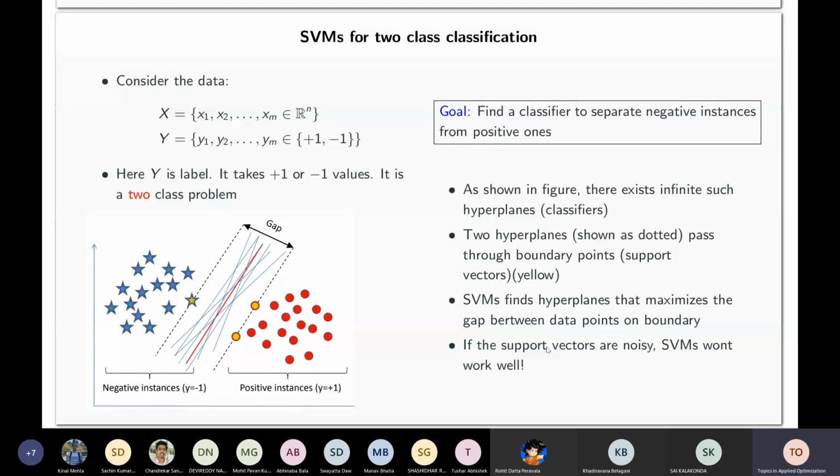If the support vectors themselves were noisy, say during data collection this data point was somewhere here and this one was somewhere here, but due to some error you got these points instead, then there will be an error, obviously. There's no wonder. But we will see later what to do with noisy data. For the moment, assume that there is no noise in the data.